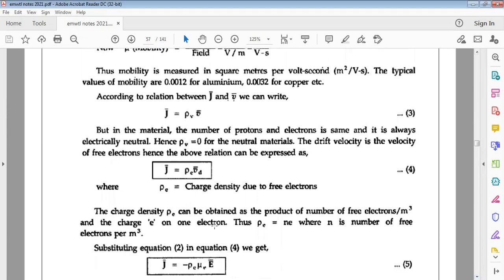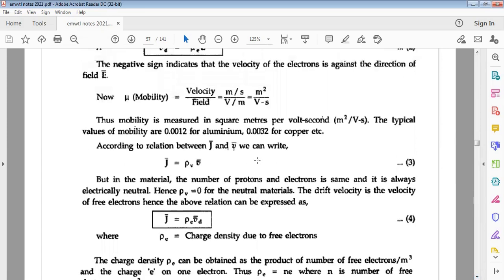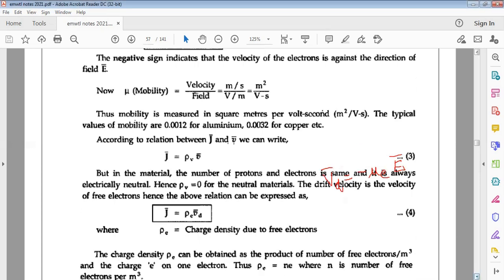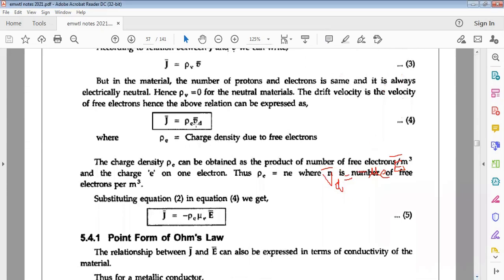Now, what is rho_e here? We know the drift velocity Vd is equal to minus mu_e into E bar, the vector component, where mu_e is the mobility of free electrons and E bar is the electric field intensity. Now you can substitute Vd bar in the J bar relation, J bar is equal to rho_e into Vd bar. What is Vd bar here? Minus mu_e into E bar. So we got J bar is equal to minus rho_e mu_e into E bar.